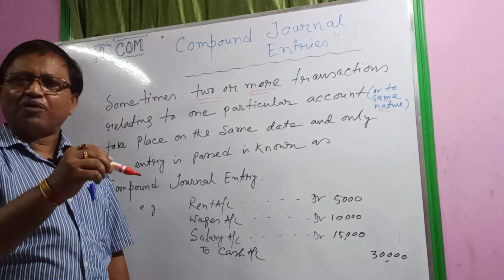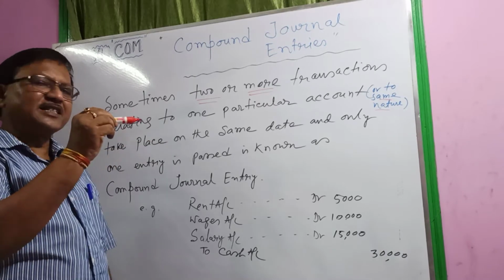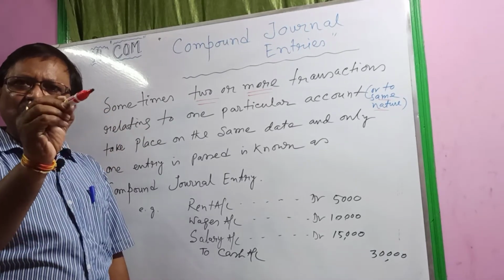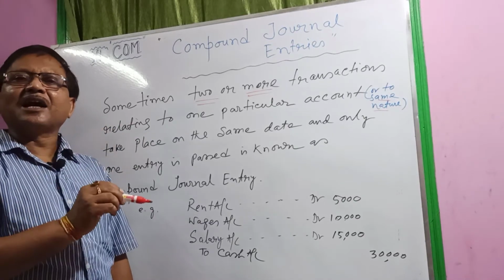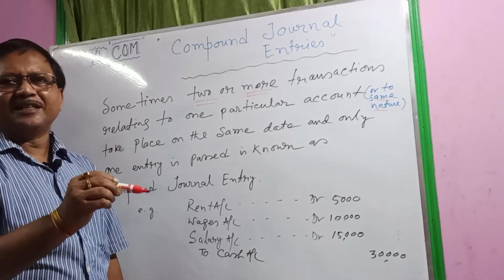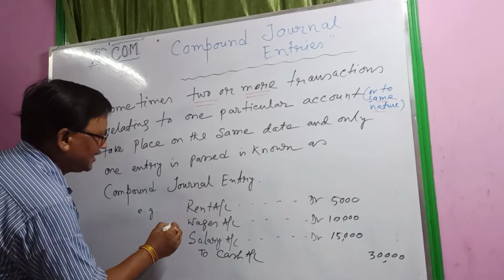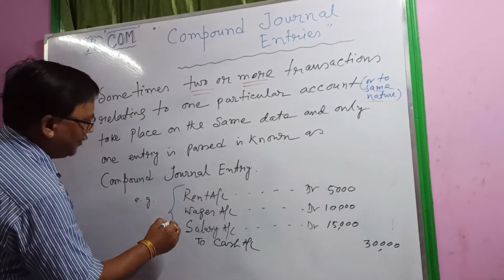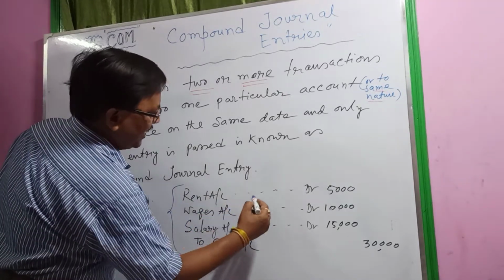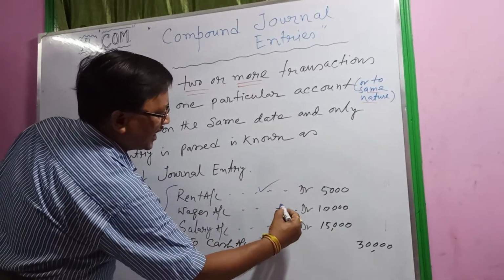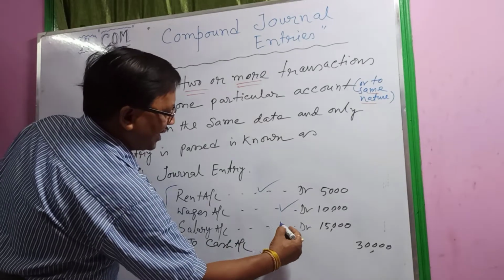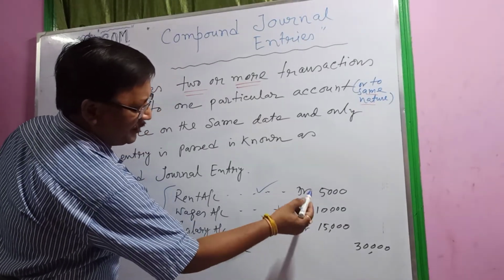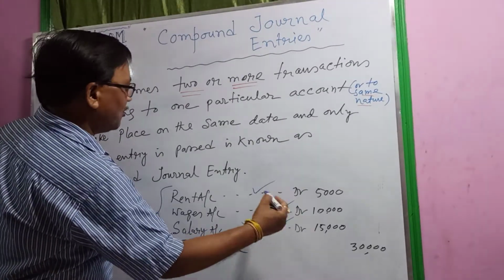Always cash is common. That means wages account debit to cash, rent account debit to cash, salary account debit to cash. Now in the mixed journal entry, rent account debit, wages account debit, salary account debit to cash. That means the total amount. That is known as a compound journal entry.